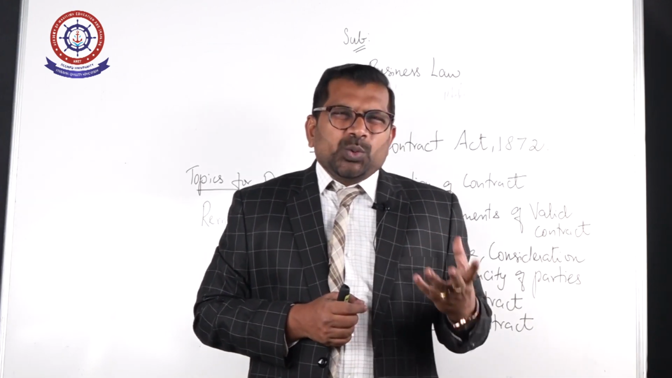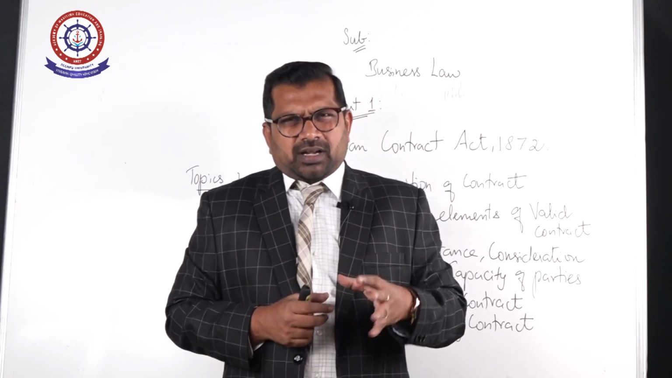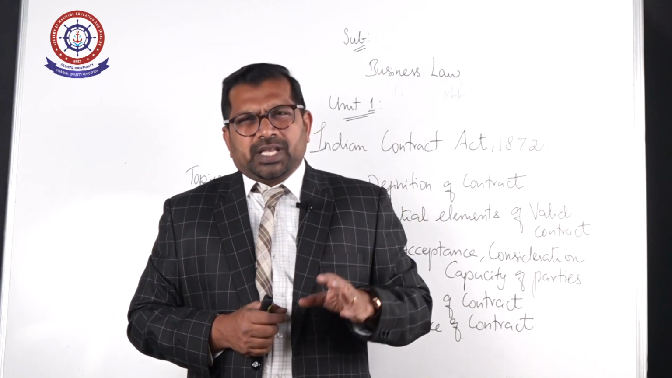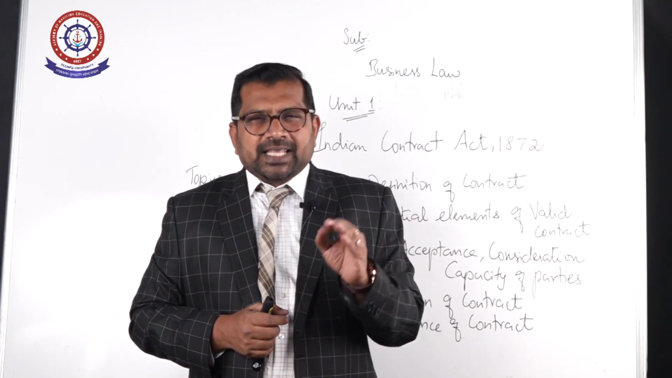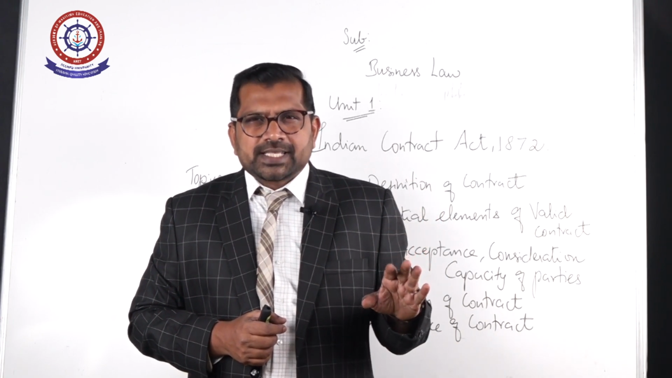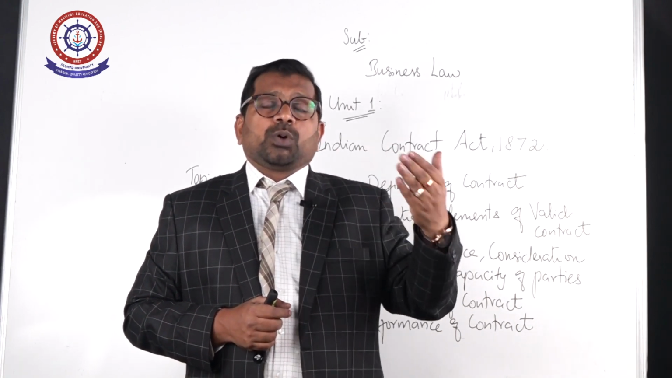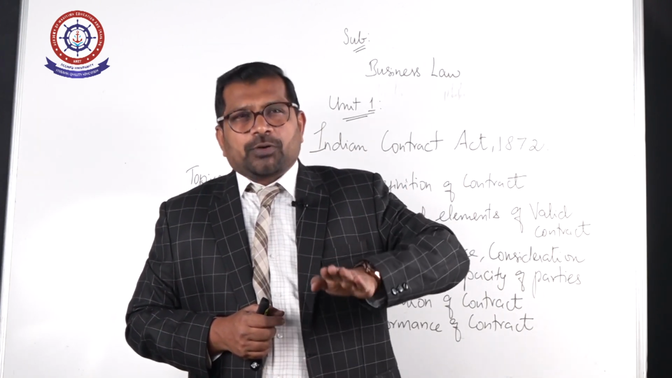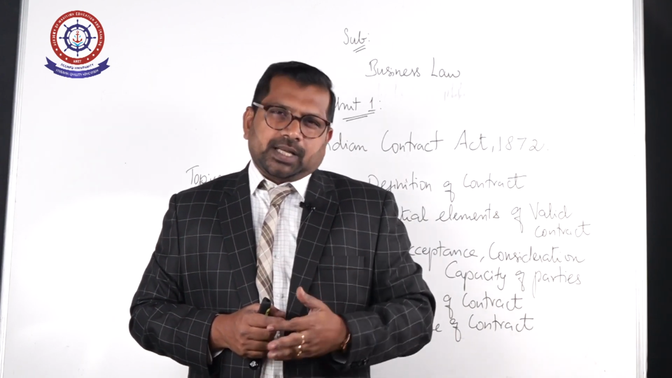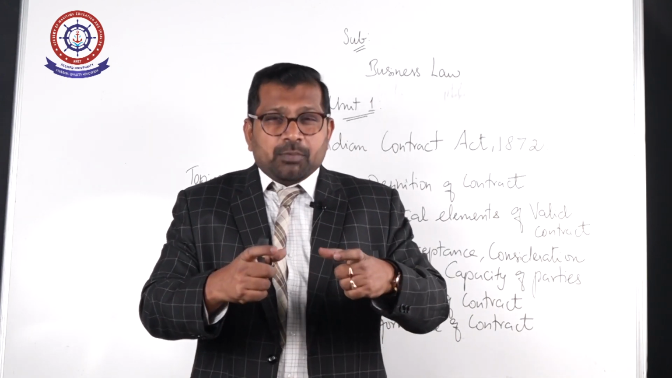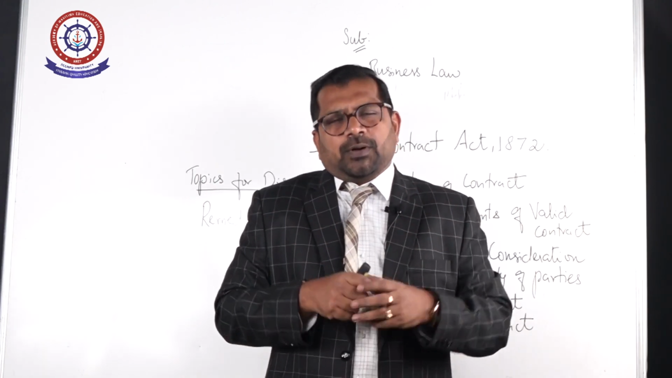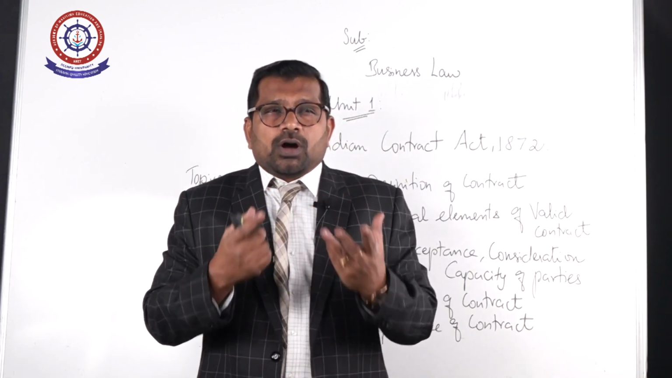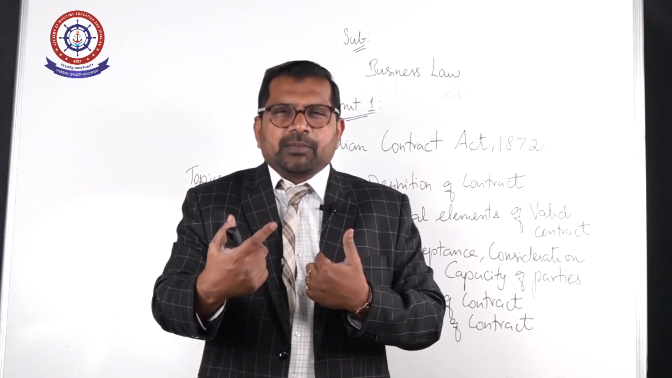Unilateral contract means at the time of contract itself, one party performs and the other party does not yet perform the obligation. So point number one, executed: both the parties perform. Executory: yet to perform either by one or both the parties. Unilateral: at the time of contract itself, one party performs. Bilateral contract is where both the parties have not performed their obligation at the time of contract.